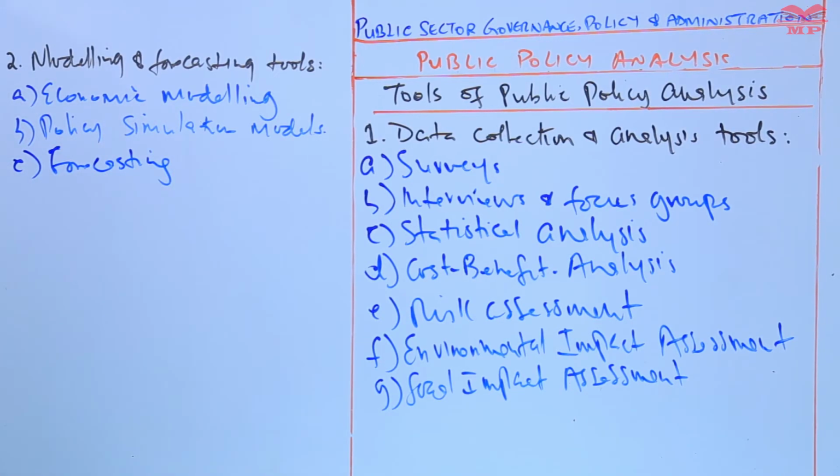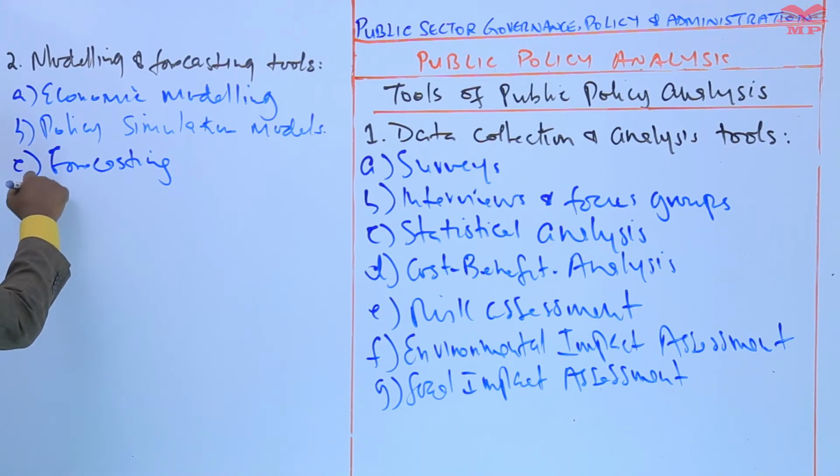The third modeling and forecasting tool is forecasting. Forecasting tools involve using statistical and quantitative techniques to predict future trends, to predict events that are relevant to policy making.